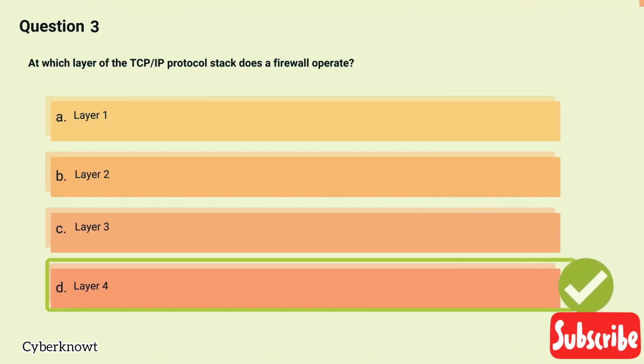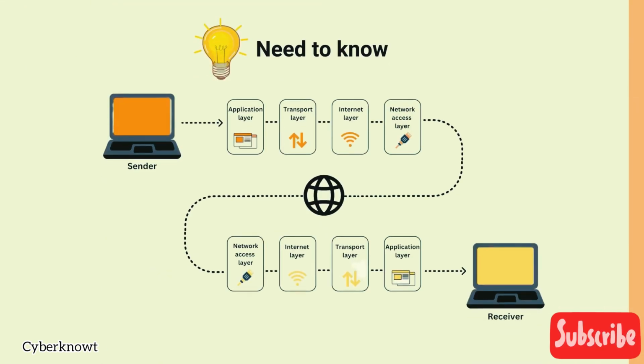Layer 4. Explanation. Firewalls operate at the transport layer, layer 4, of the TCP/IP protocol stack, which is responsible for managing the communication between applications running on different hosts. The transport layer protocols, such as TCP and UDP, provide reliable and efficient communication services to the upper layer protocols.